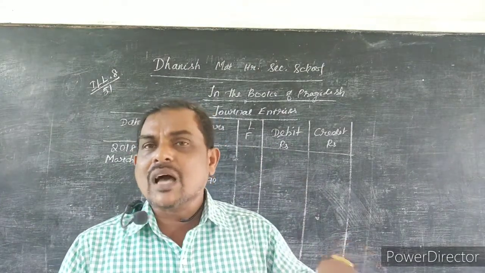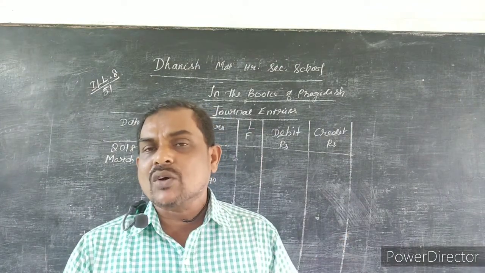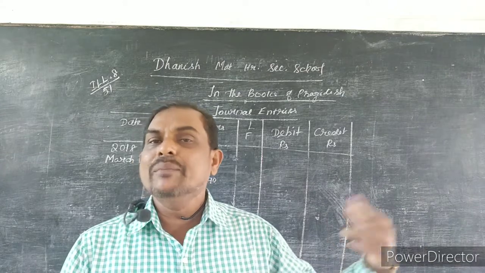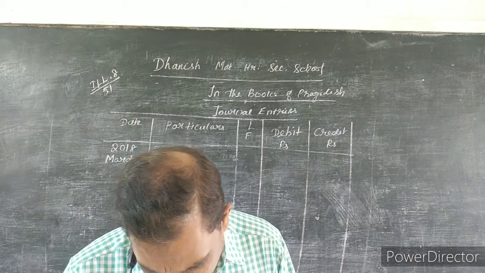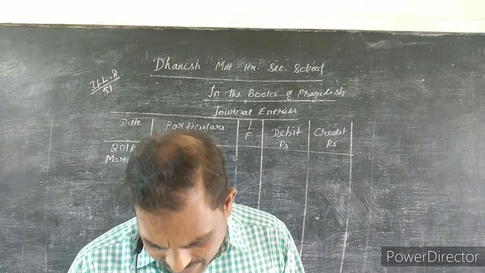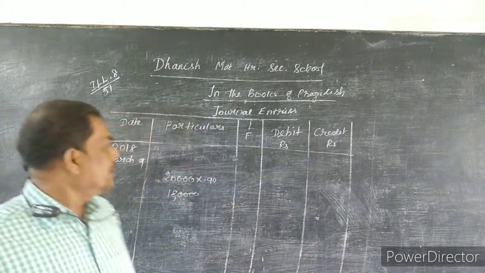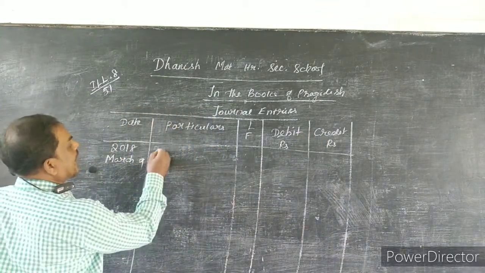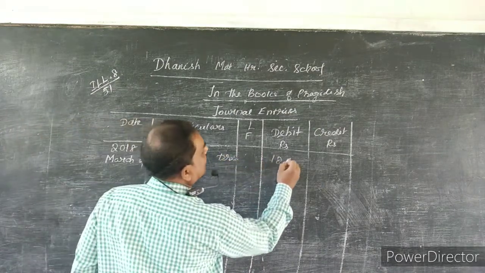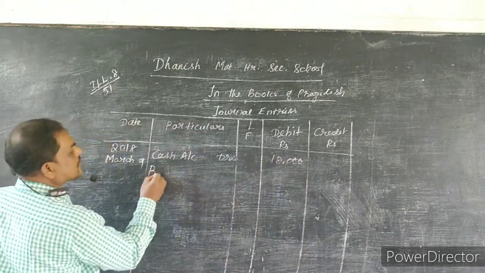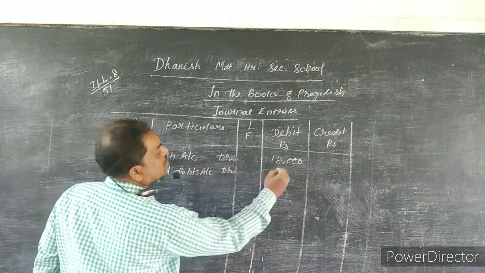Understood? Okay. Now this amount is given by whom? L. So as per the personal account rule, L is the giver, so L will be credited. I am receiving the cash, so cash will be debited and bad debts will be debited. Cash account debit: how much am I receiving in cash? 18,000. The balance 2,000 is called what? Bad debts account debit. That is also a loss.